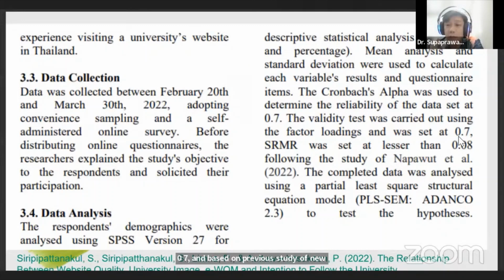And you use PLS-SEM, or anything, AMOS, or Smart PLS to test the hypothesis. They're different from the hypothesis: H1 and H2. H1 is the singular, and H2 is the plural.